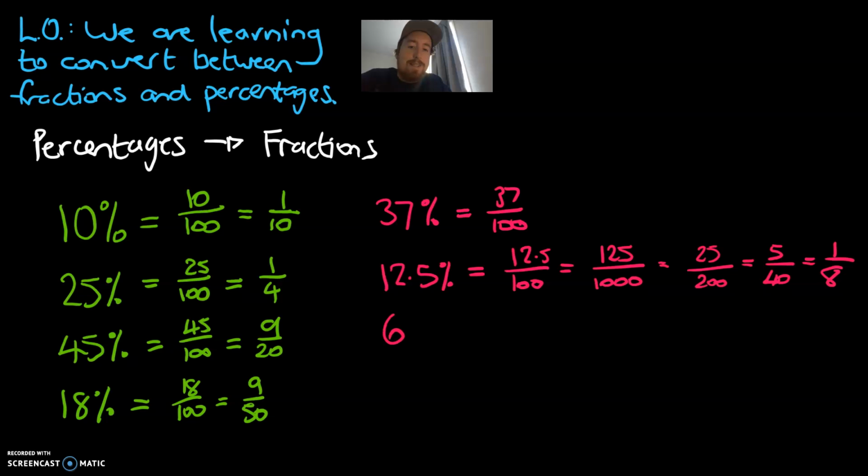Let's go, what about 60%? Well, that would be 60 divided by 100. And they've both got 20s in common. There are 3 20s up the top and 5 20s down the bottom.